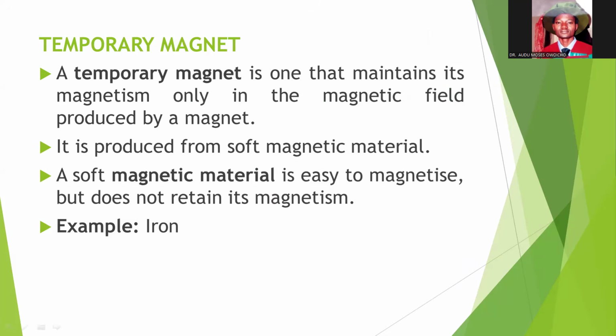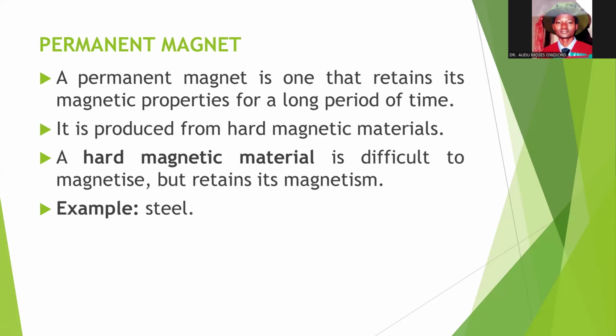Let's look at temporary magnets. A temporary magnet is one that attains its magnetism only in the magnetic field produced by a magnet. A temporary magnet is produced from soft magnetic material, which is a material that is easy to magnetize but does not retain its magnetism. An example of soft magnetic material is iron. So a temporary magnet can easily be magnetized but loses its magnetism easily, so it can easily be demagnetized as well.